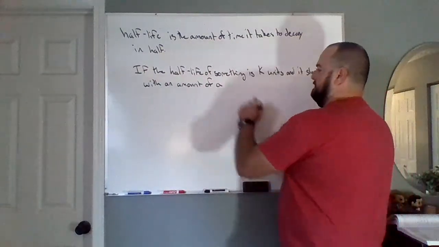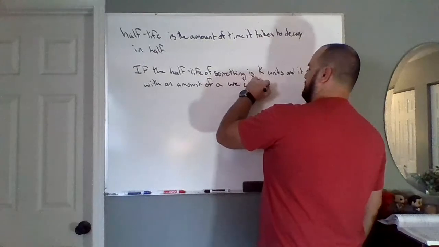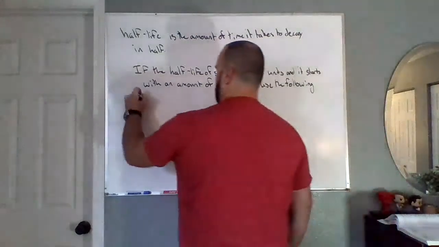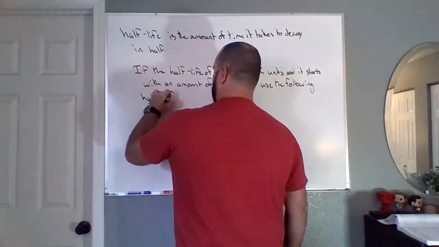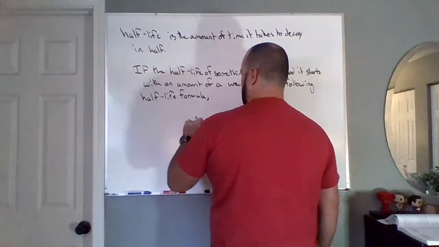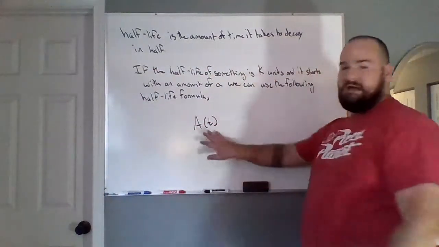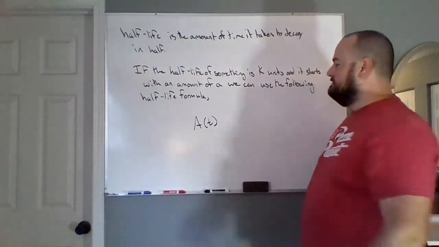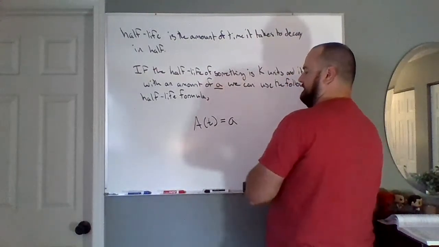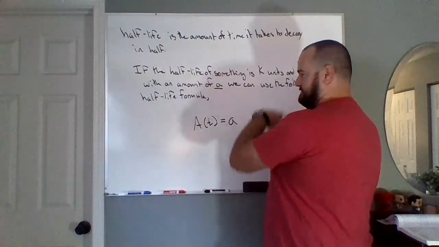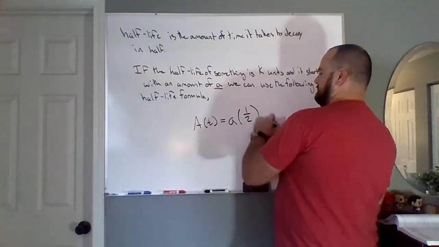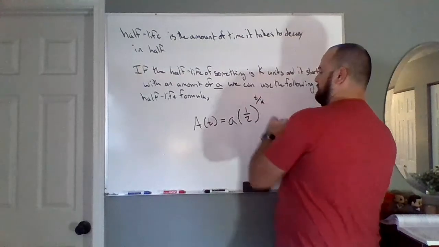So with an initial amount A, we can use the following half-life formula. We have A of t, so this is the amount of the thing we have after time t, is equal to the initial amount we had. I'll underline that, that's our A. Not just the letter A as in we're talking. Times 1/2 to the t over k.